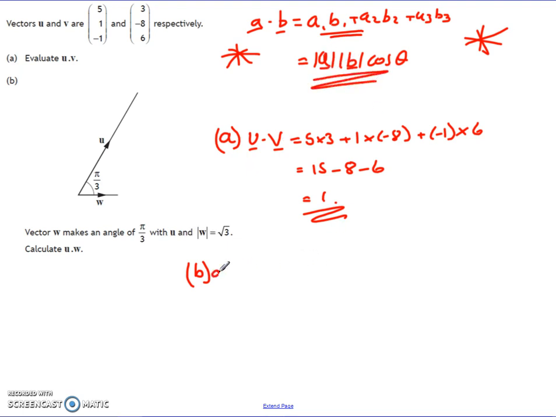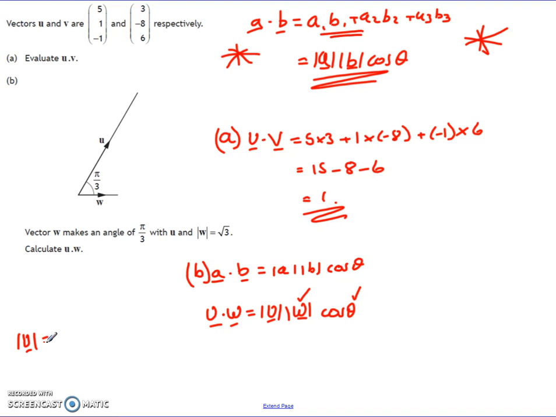I need to think about the second version of this scalar product and use a dot b equals magnitude of a, magnitude of b, cos theta. But obviously use the variation we've got here. So in this case, it's going to be u dot w equals the magnitude of u, magnitude of w, cos theta, where theta is the angle between them. Now looking at this, I'm told w, the magnitude of w, and I'm told the angle. I have to calculate u, but I've got the vector here, so it should be a fairly straightforward calculation to do.